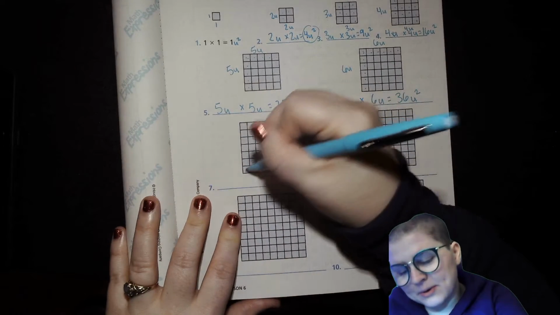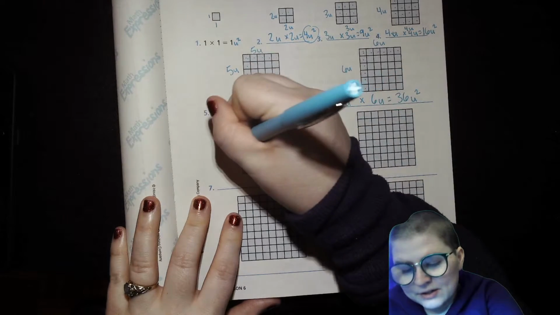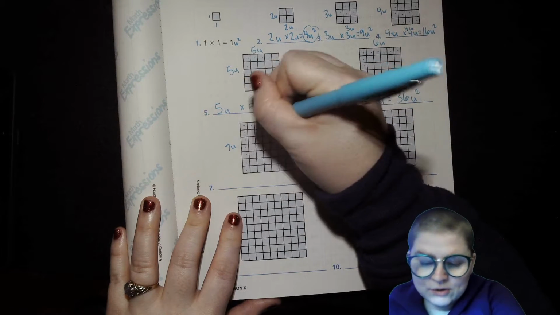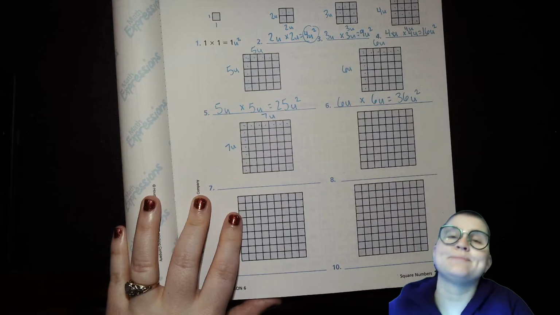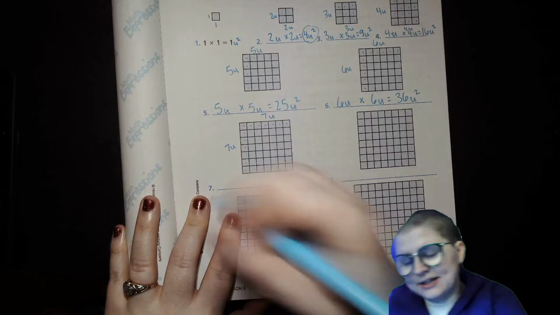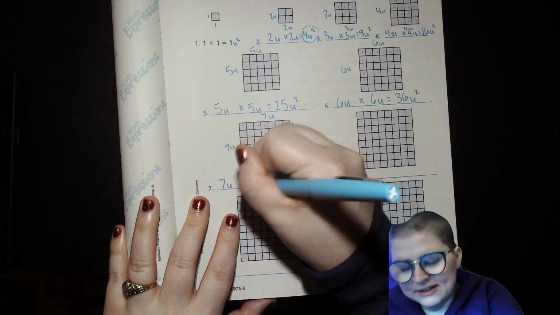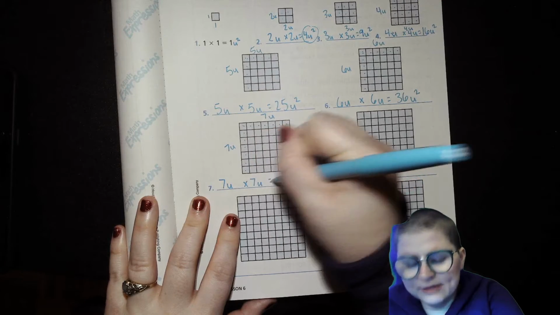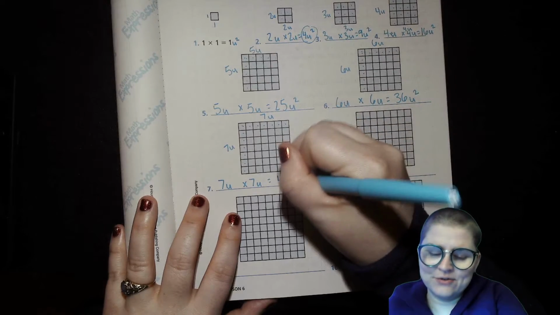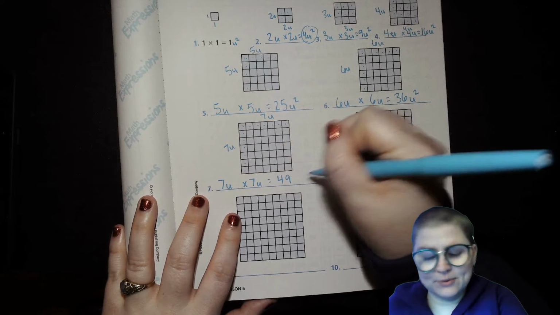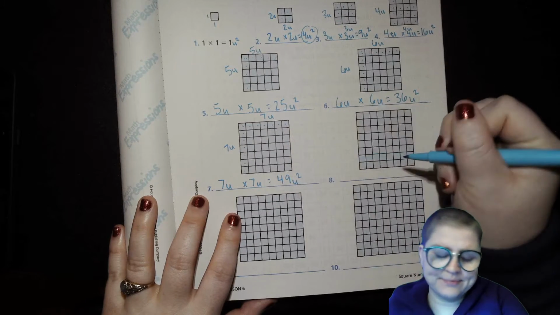All right, count these with me. 1, 2, 3, 4, 5, 6, 7 units. 1, 2, 3, 4, 5, 6, 7 units. And then here we have 7 units times 7 units, and it equals, what's 7 times 7? You know this one, you've been practicing your math facts. 49. 7 times 7 is 49, or 7 squared is 49 units squared.